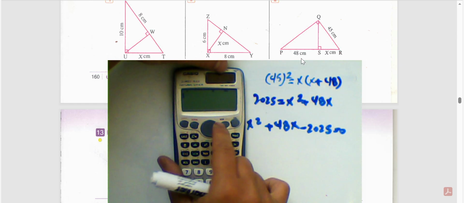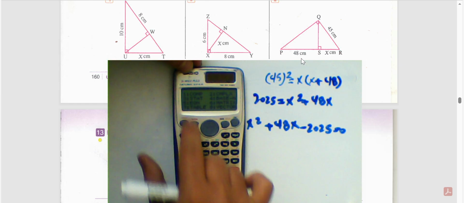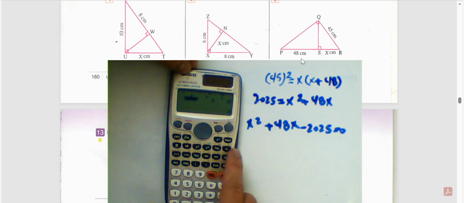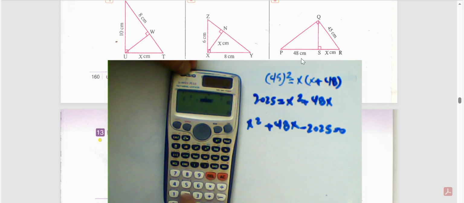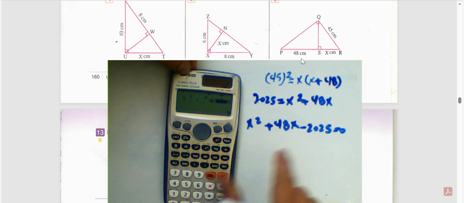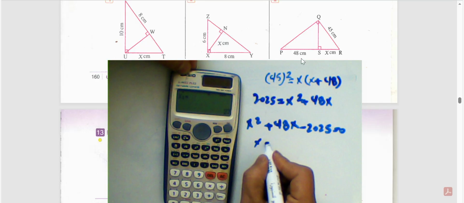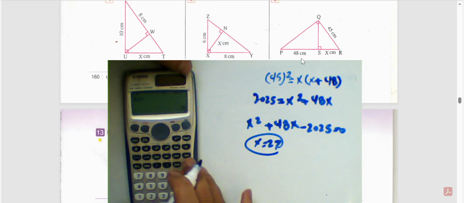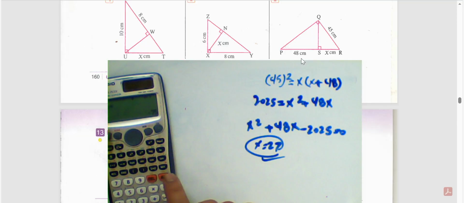You can use a calculator: write mode here and the equation number 5, write the function number 3, write the coefficient here of x power 2, 1, and the coefficient here 48, and the coefficient here negative 2025, and the value of x will be 27, okay, and negative 27 is undefined, then x equals 27. You can use the calculator to find the answer in one step, okay.